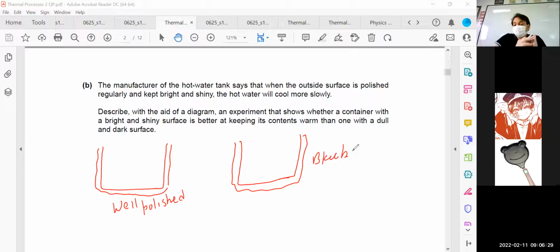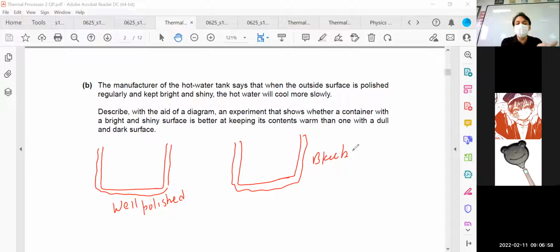If it is the best emitter, it means the hot water is there, so it will emit the radiations faster, and the water will cool faster. But what is our question? The manufacturer of the hot water tank says that when the outside surface is polished regularly and kept bright and shiny, the hot water will cool more slowly. We want the water to cool more slowly.